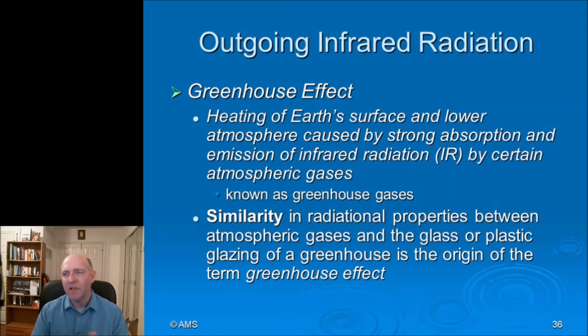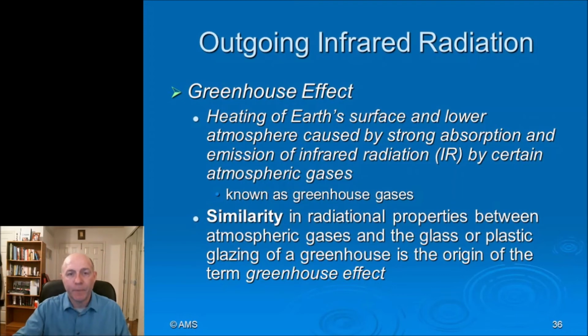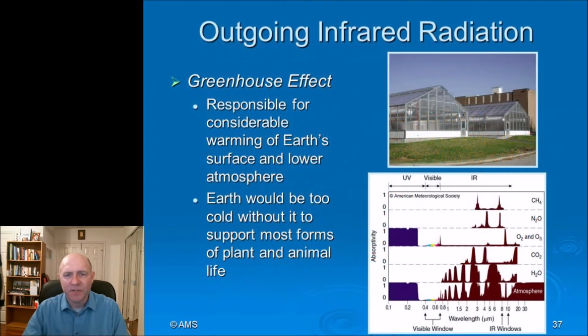In a greenhouse, you've got solar radiation coming in, heating a surface, but you're not letting any of that energy out of an enclosed area, so it warms up. As opposed to the planetary greenhouse effect, where there's actually heating going on by the gases that are enveloping the planet. So it's similar. It's a reasonably good analogy, right?